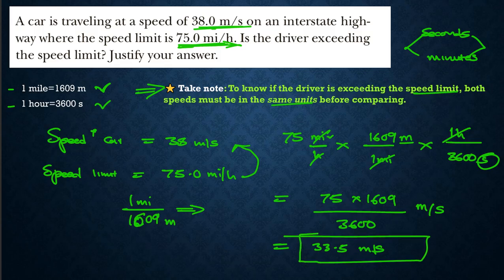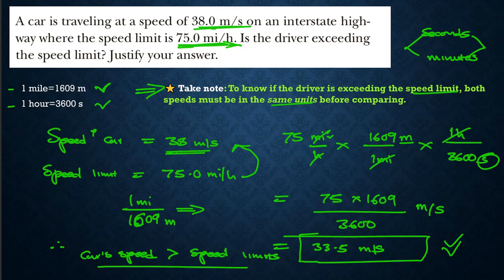Now if you see the speed limit and the car speed is 38, you're going to say that the car speed of 38 is greater than 33.5. So this driver was exceeding. You're going to say that the car's speed is greater than the speed limit. This is how you justify your answer. That's why they said justify your answer.